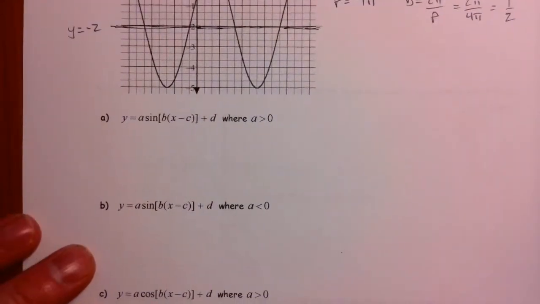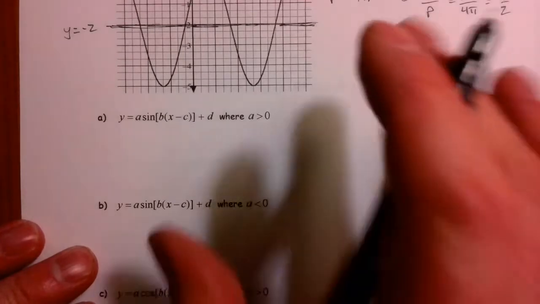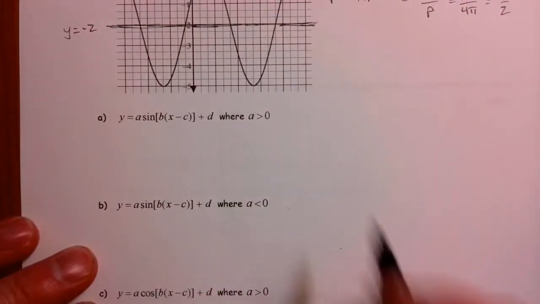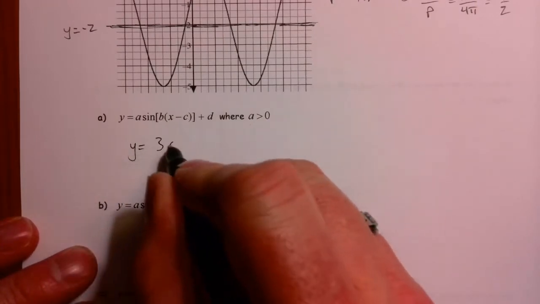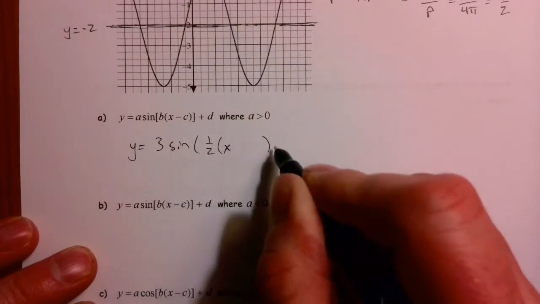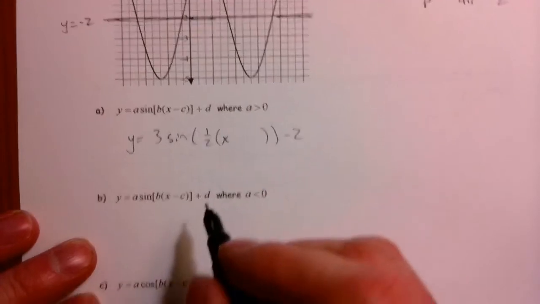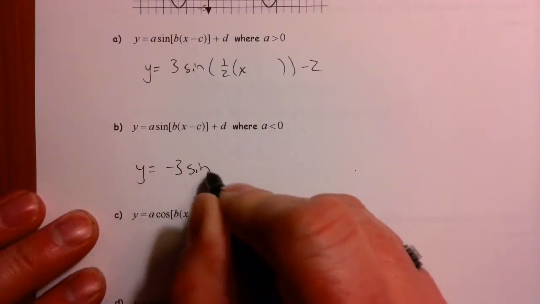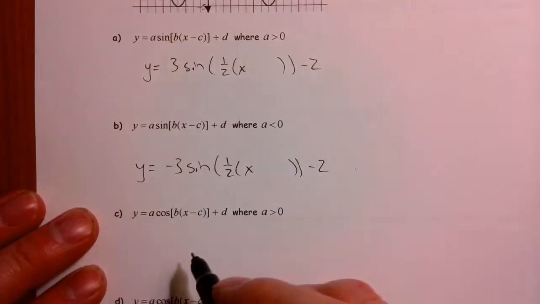And in fact, what I typically do at this point with students, I write it out just to emphasize the fact that these pieces that I just found will be the same regardless of the equation that I'm looking at. So this will be y equals 3 sine of 1/2. Okay, then I've got the phase shift in here, and I'll talk about the phase shift in just a moment. Minus 2. When I'm talking about a negative sine graph, it'll be negative 3 sine of 1/2 x, put the phase shift in there, minus 2.